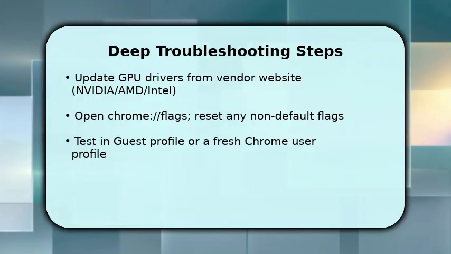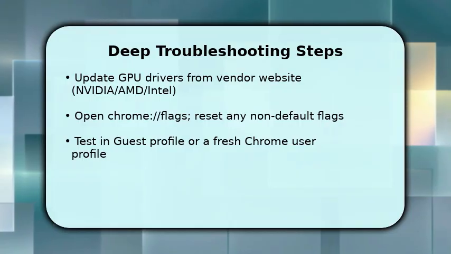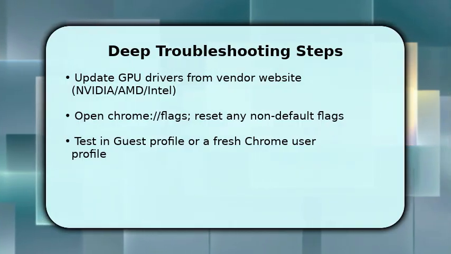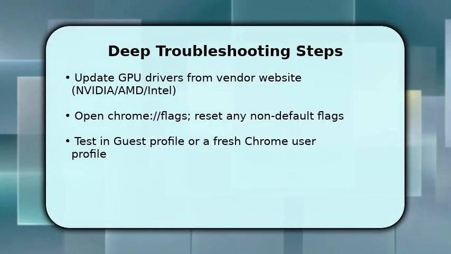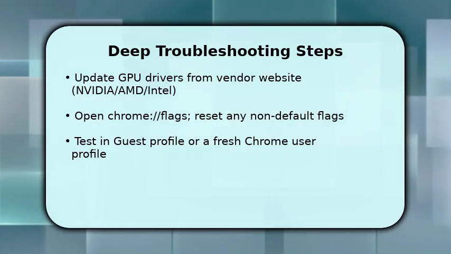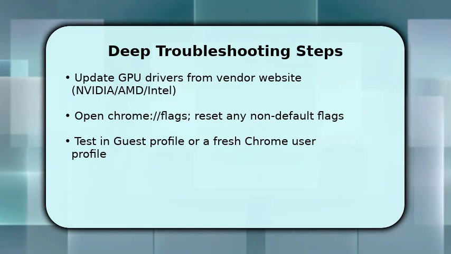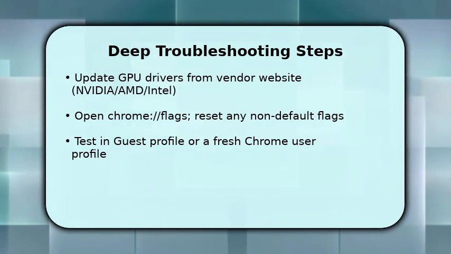Create a new Chrome profile or use guest to determine if profile data causes rendering conflicts. While testing, compare results with hardware acceleration on and off. This comparison helps you pinpoint whether Chrome or the profile is at fault.